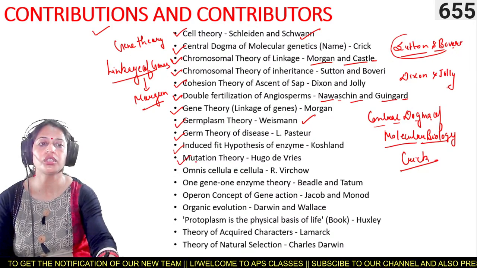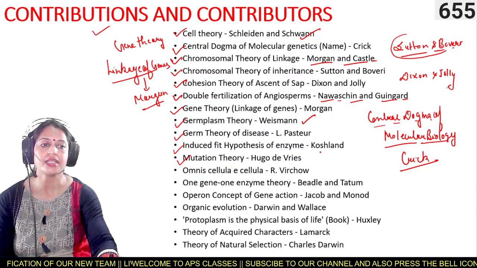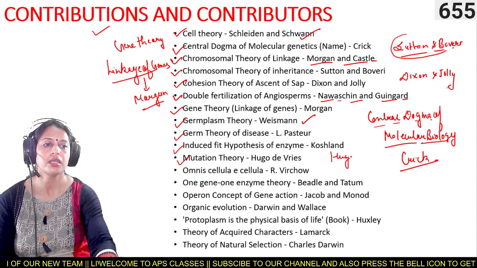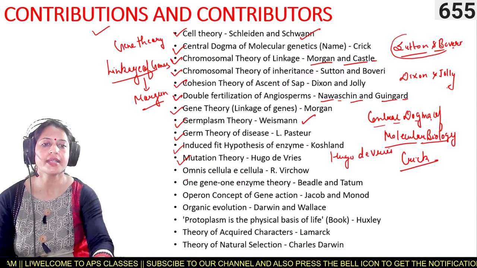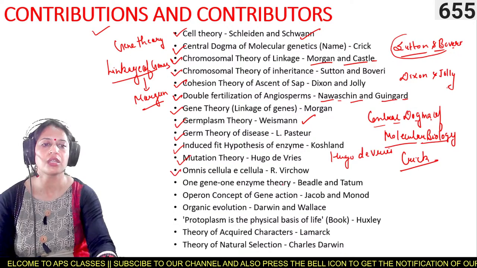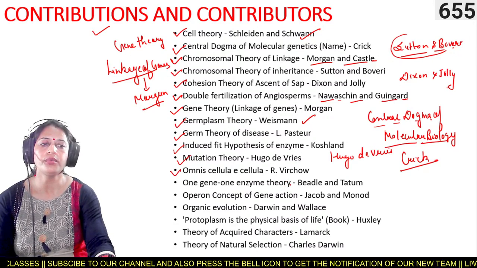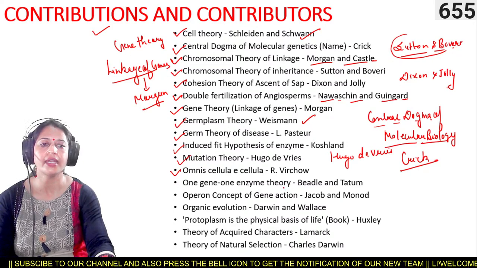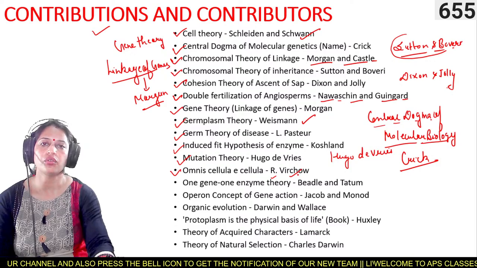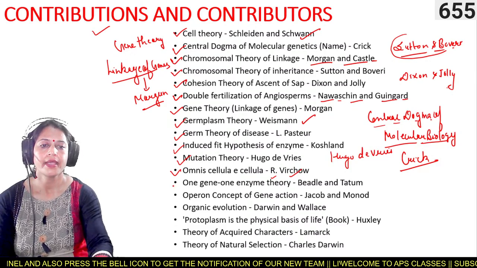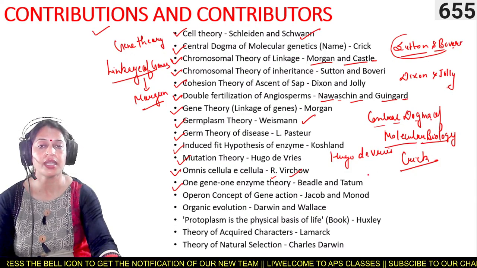Next is mutation theory. This is the contribution, and the contributor is Hugo de Vries. Next contribution is Omnis cellulae a cellula, and the contributor is Rudolf Virchow. Next is the one gene, one enzyme theory.